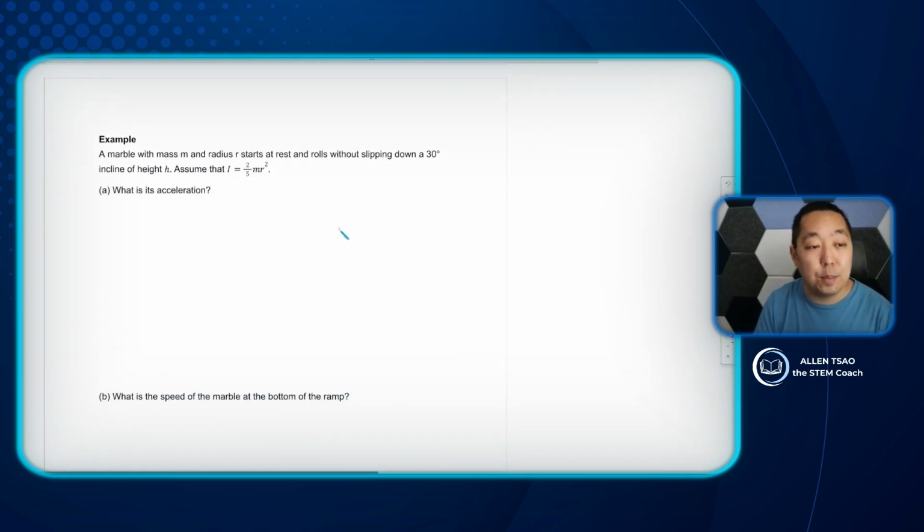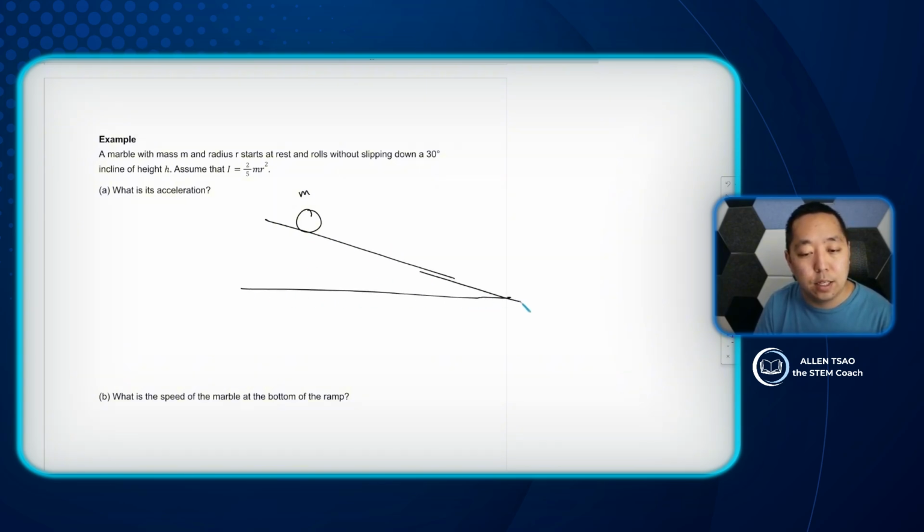So let's go through an example here. We have a marble with a mass m and radius r, starts at rest and rolls without slipping, rolling down an incline. So mass m and r, angle 30 degrees. It's rolling without slipping down an incline. What is its acceleration? Okay, so you might think, isn't it just g sine theta? A lot of people do inclined planes, they say it's g sine theta.